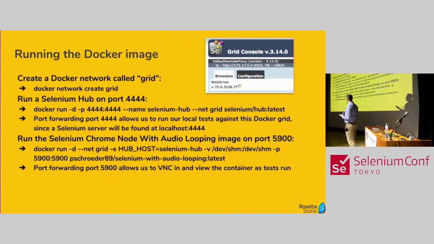So in running the Docker image, this is for a grid setup. If you're using grid, you want to create a network. In this case, I'm calling it grid. We're going to run a hub on port 4444, and we're going to run a Selenium Chrome node with audio looping. Sorry for the mouthful. We're going to run that image on port 5900 via these commands. And with 5900, if you are not familiar with Docker Selenium, that's for VNCing in, so you can actually see what's going on in your tests as you're running them.